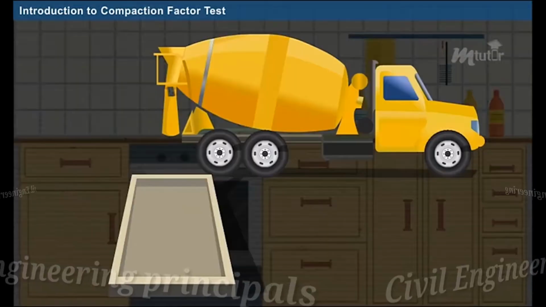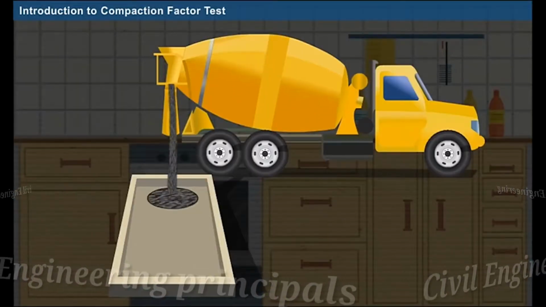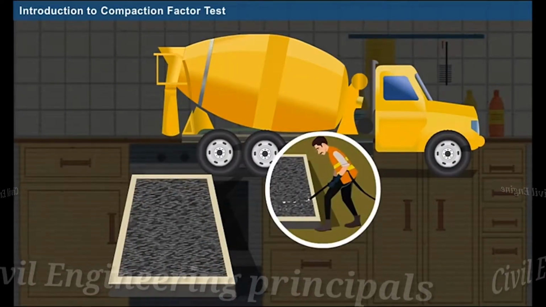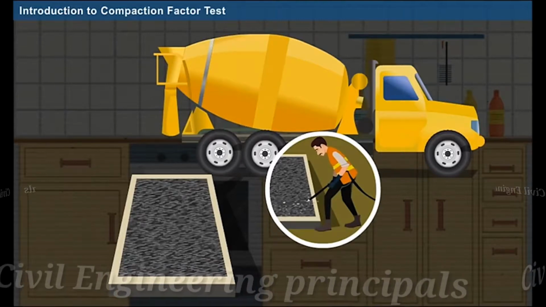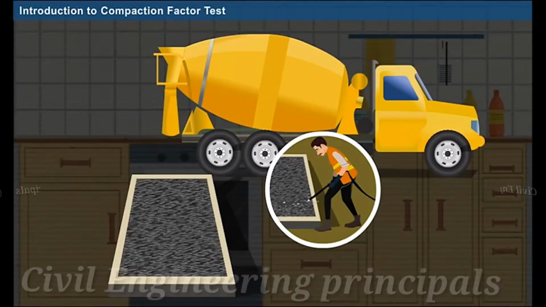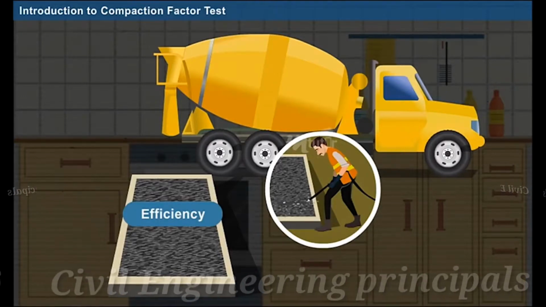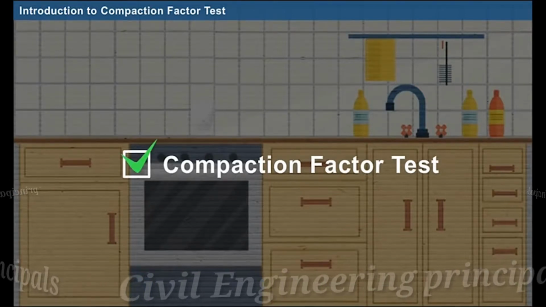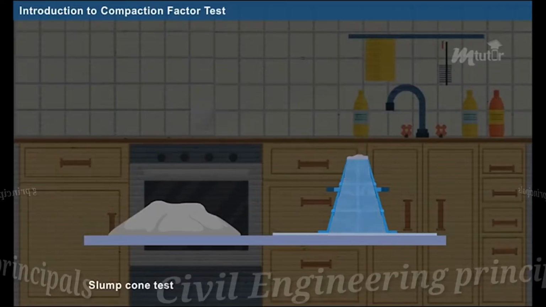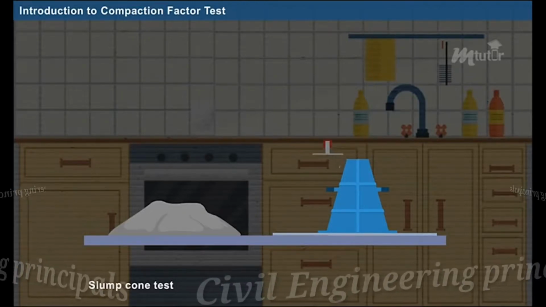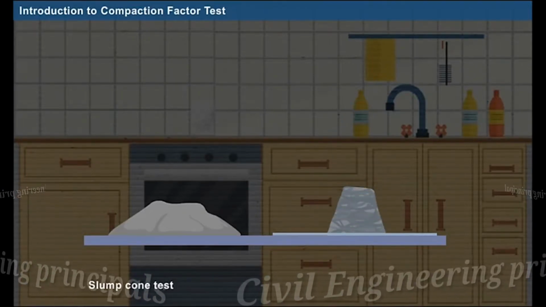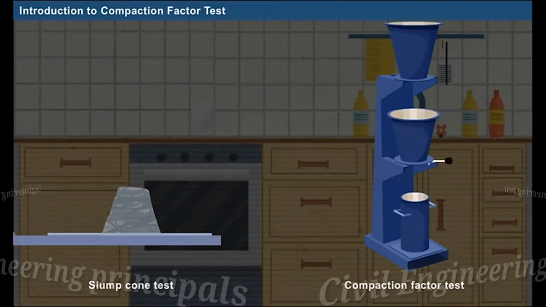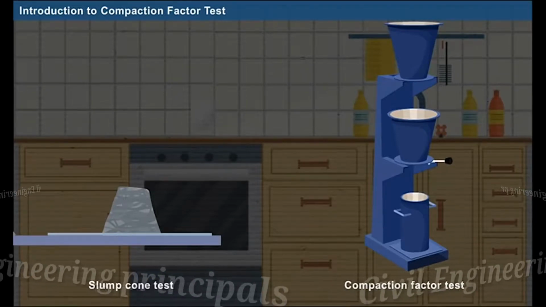externally. Likewise, when the concrete is made to fall from a certain height, concrete gets compacted internally and then a lesser amount of external force is applied to compact the remaining concrete. Thus, its compaction efficiency will be more. The test which considers this factor is called the compaction factor test. Slump cone test is generally used for determining the workability of highly workable concrete, whereas compaction factor test is used for determining the workability of less workable concrete.